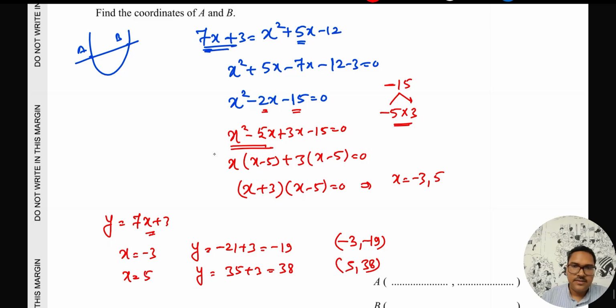So the answer is 5 comma 38 and minus 3 comma minus 18. Okay, this is how we can solve this question. Basically you have to solve the simultaneous equations to find the point of intersection or the coordinates of the point. Okay, so I hope this is clear.